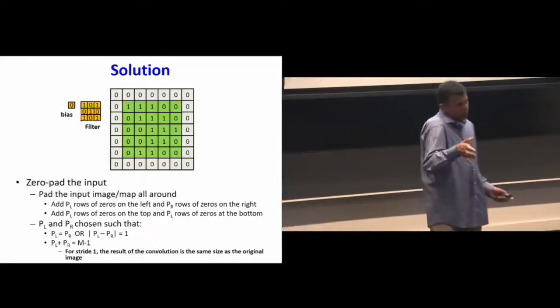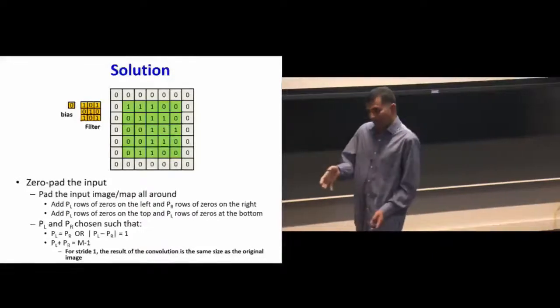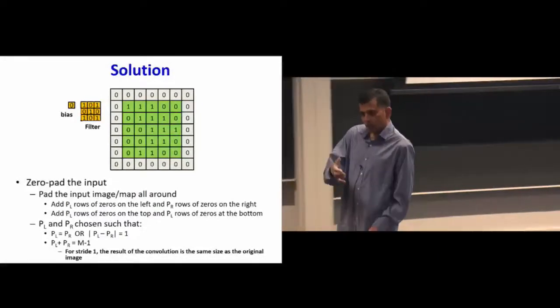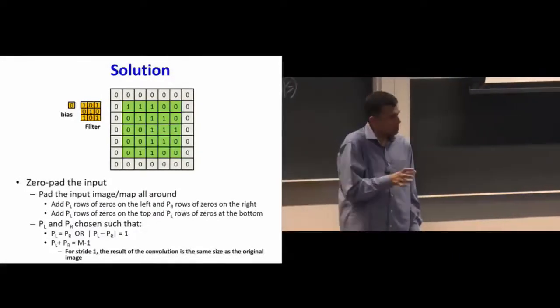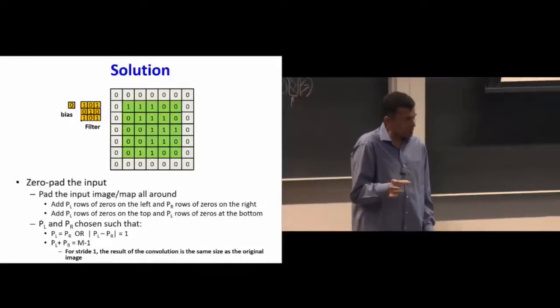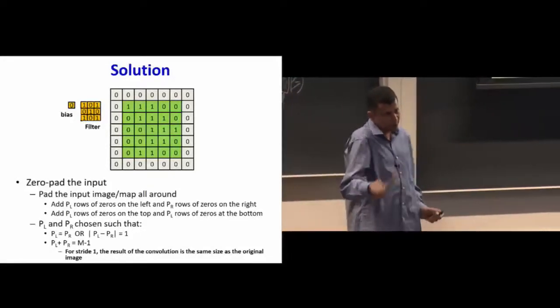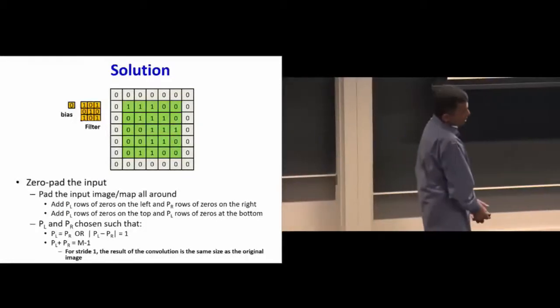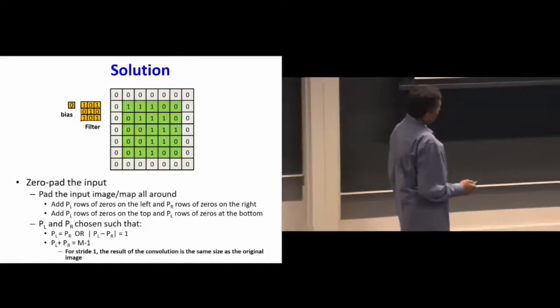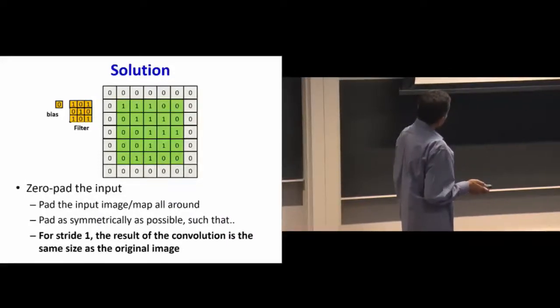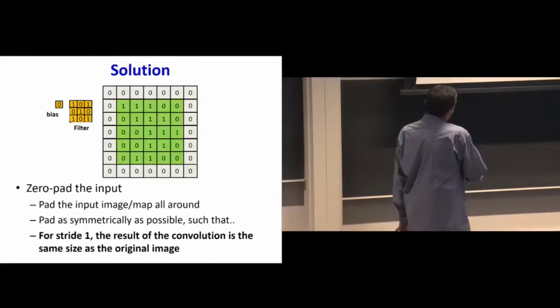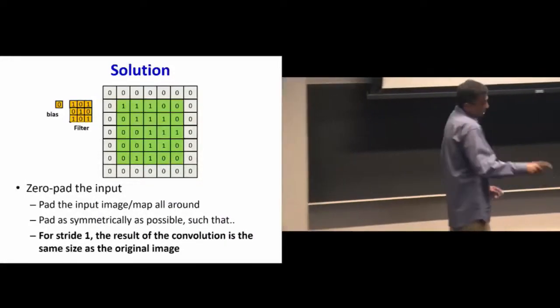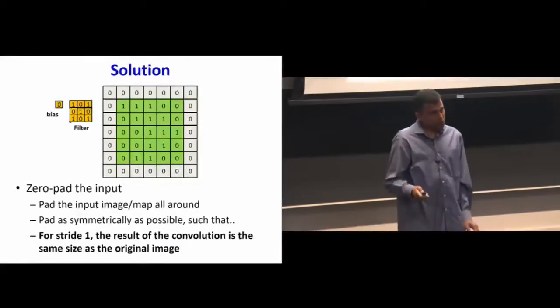So if your original image is n and the filter is m, then you're going to lose m minus 1 columns as you scan left to right. So you just distribute m minus 1 columns on either side. Similarly, you distribute m minus 1 rows on the top and the bottom and fill them up with zeros. So when you do this, if you have a stride of 1, the result of the convolution is going to be the same size as the original image.